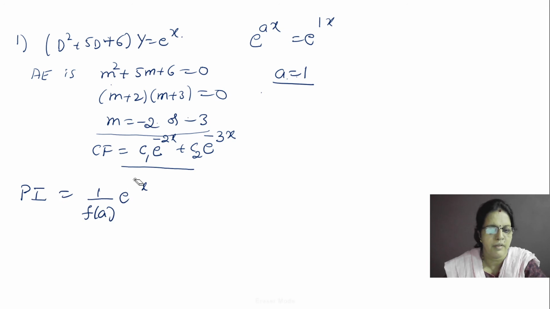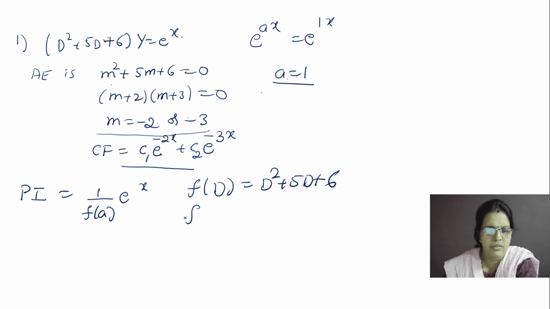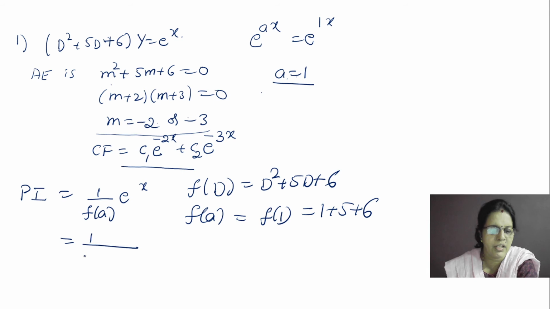And where f of d is the left hand side, f of d is d square plus 5d plus 6. So what is f of a? F of a means here a is 1, 1 plus 5 plus 6. Therefore, you can directly substitute here. You need not write it separately. f of a, here in the place of d you put the coefficient. 1 plus 5 plus 6 into e power x you have to write. So it is e power x by 12.